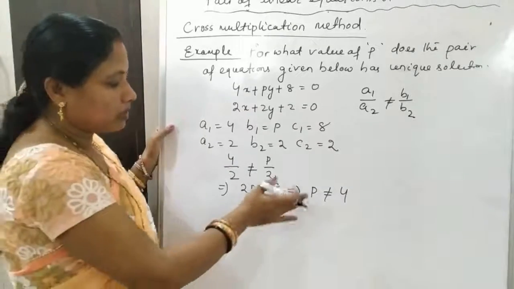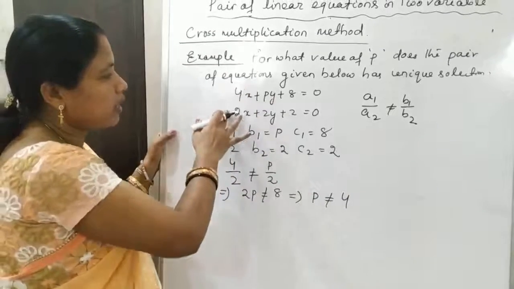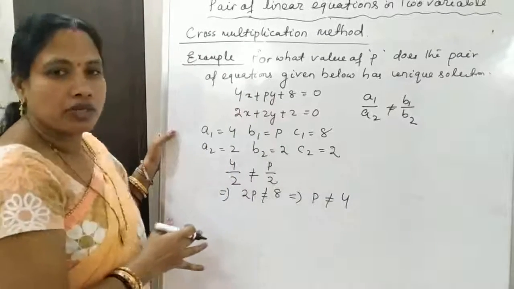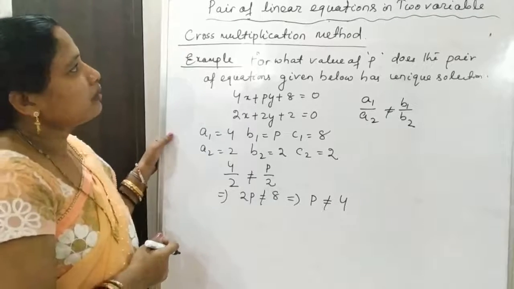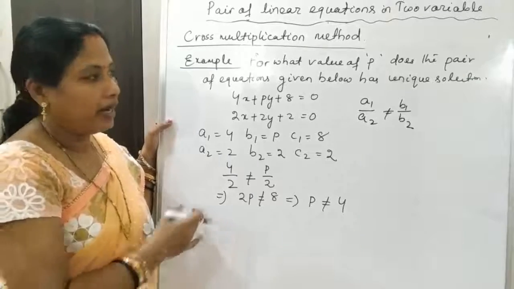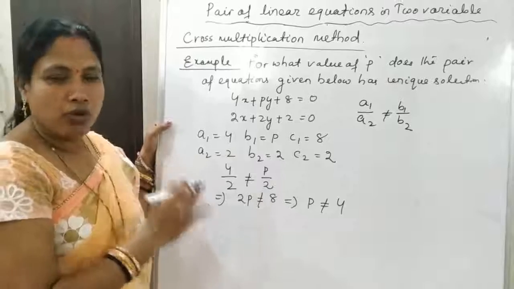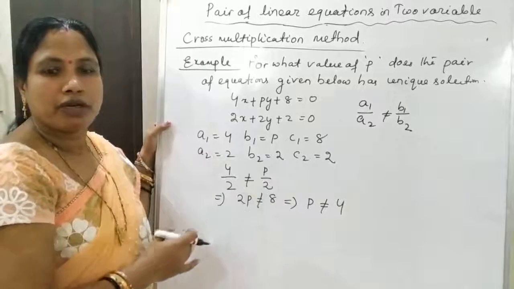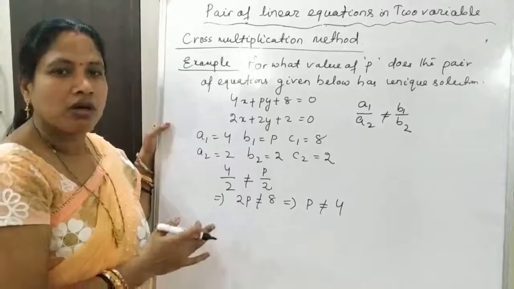That means the value of p should be other than 4, so that this pair of linear equations has a unique solution. So in this way we can find the solution of a pair of linear equations in two variables, and by applying these conditions we can also know whether the pair of linear equations has a unique solution, infinitely many solutions or no solution.